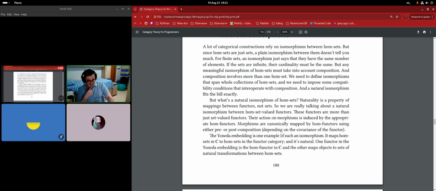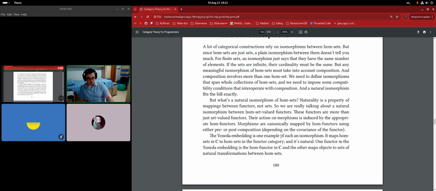Okay, so now this is very dense again, but I think we got this. Naturality is a property of mapping between functors. We know this, not sets. So we are really talking about a natural isomorphism between hom set valued functors. So what is a hom set valued functor? It is a functor in which the destination is a hom set. Yep. These functors are more than just set valued functors. Their action on morphisms is induced by the appropriate hom functors. Morphisms are canonically mapped by hom functors using either pre or post composition, depending on the variance of the functor.